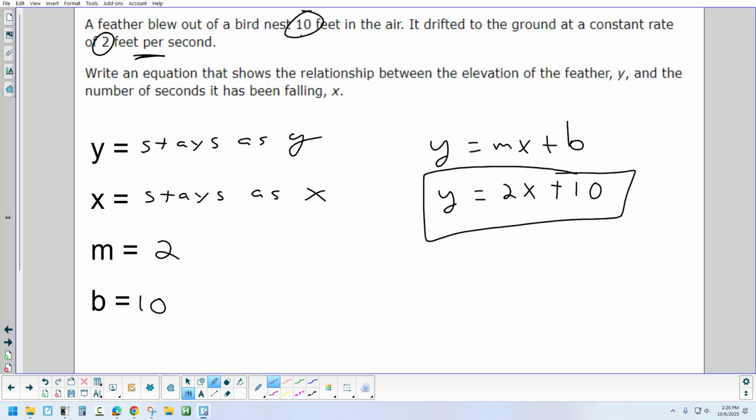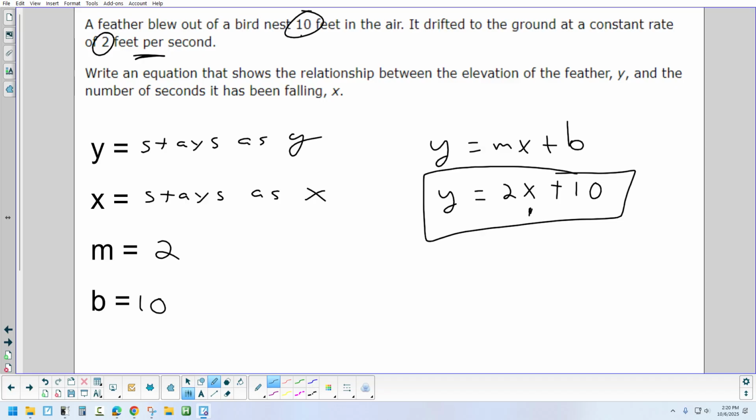So now let's say you plugged in a 1. After 1 second, how many feet will the feather have dropped? So we drop 2 feet. It started at 10 feet, and it's going to drop 2 feet. So how high will the feather be after 1 second? 8 feet. And look what happens if you plug in a 1.